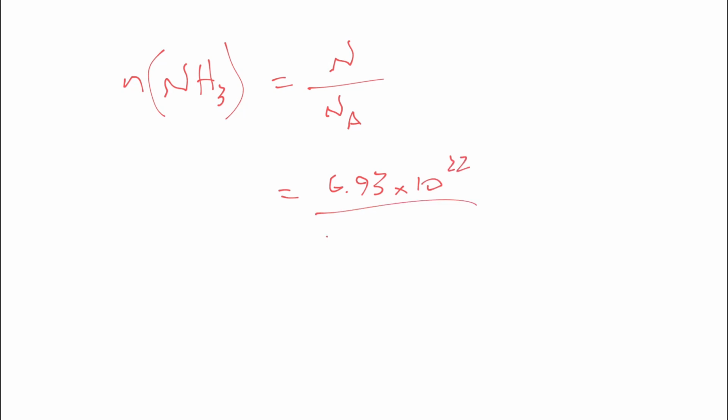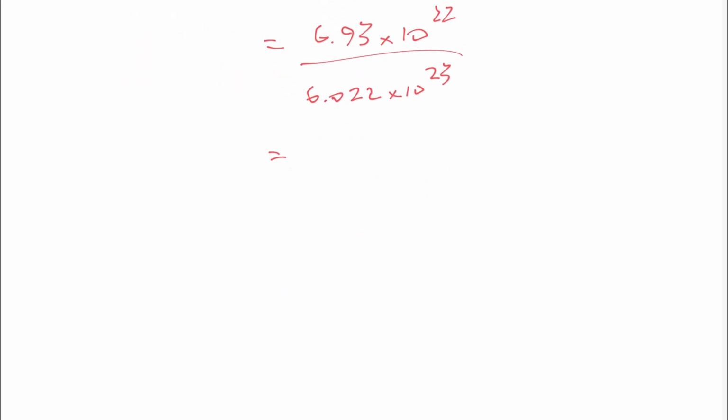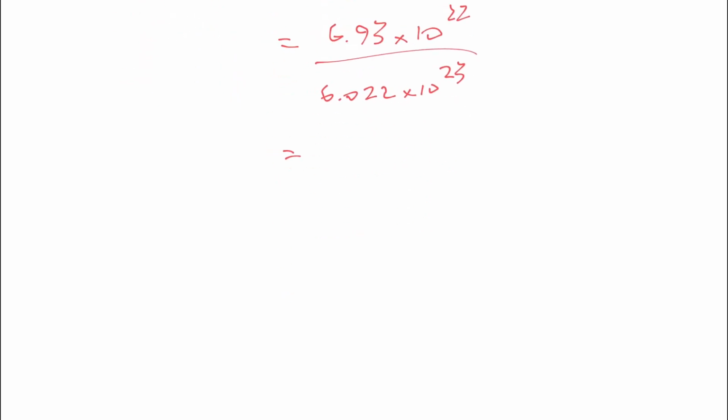that has been divided by 6.022 by 10 to the 23. That's Avogadro's number. And that, when we do the maths, comes out as 0.1150780472 mole. Right, that's the number of moles. A bit more than 0.1 of a mole.